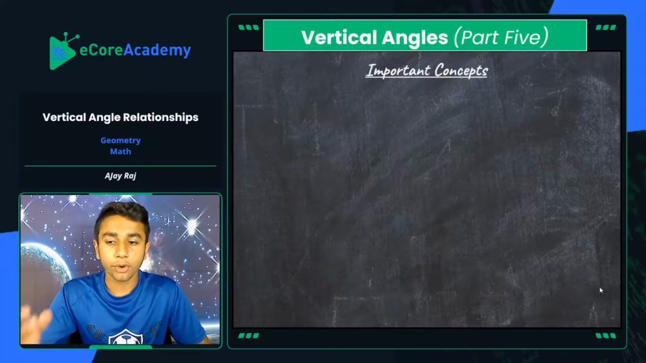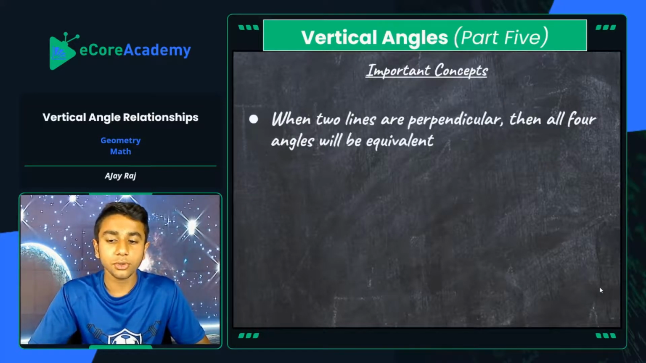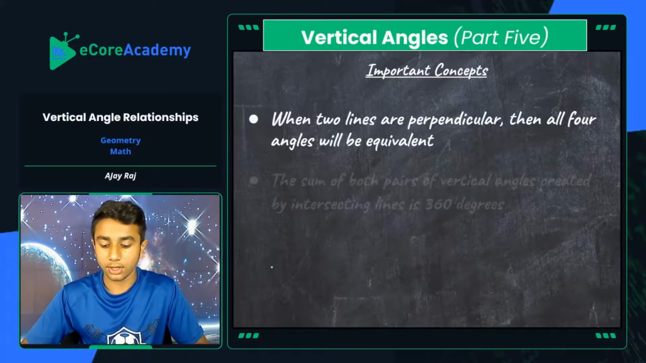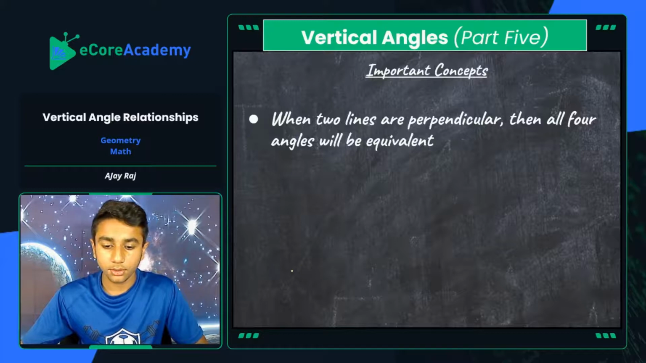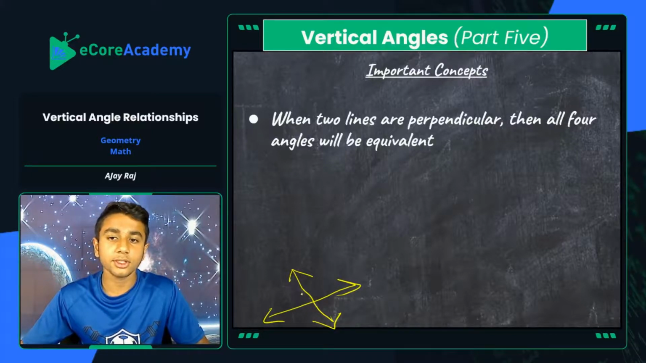And we're going to look at important concepts for vertical angles part 5. Some important concepts are that when two lines are perpendicular, meaning when two lines intersect at a 90-degree angle, so I'll just draw that out here for you. Two lines form a 90-degree angle when they intersect. So when they're perpendicular, that means two lines will form a 90-degree angle. Like say, for example, here, that means all four angles will be equivalent, and that means all four angles must be 90-degree angles.